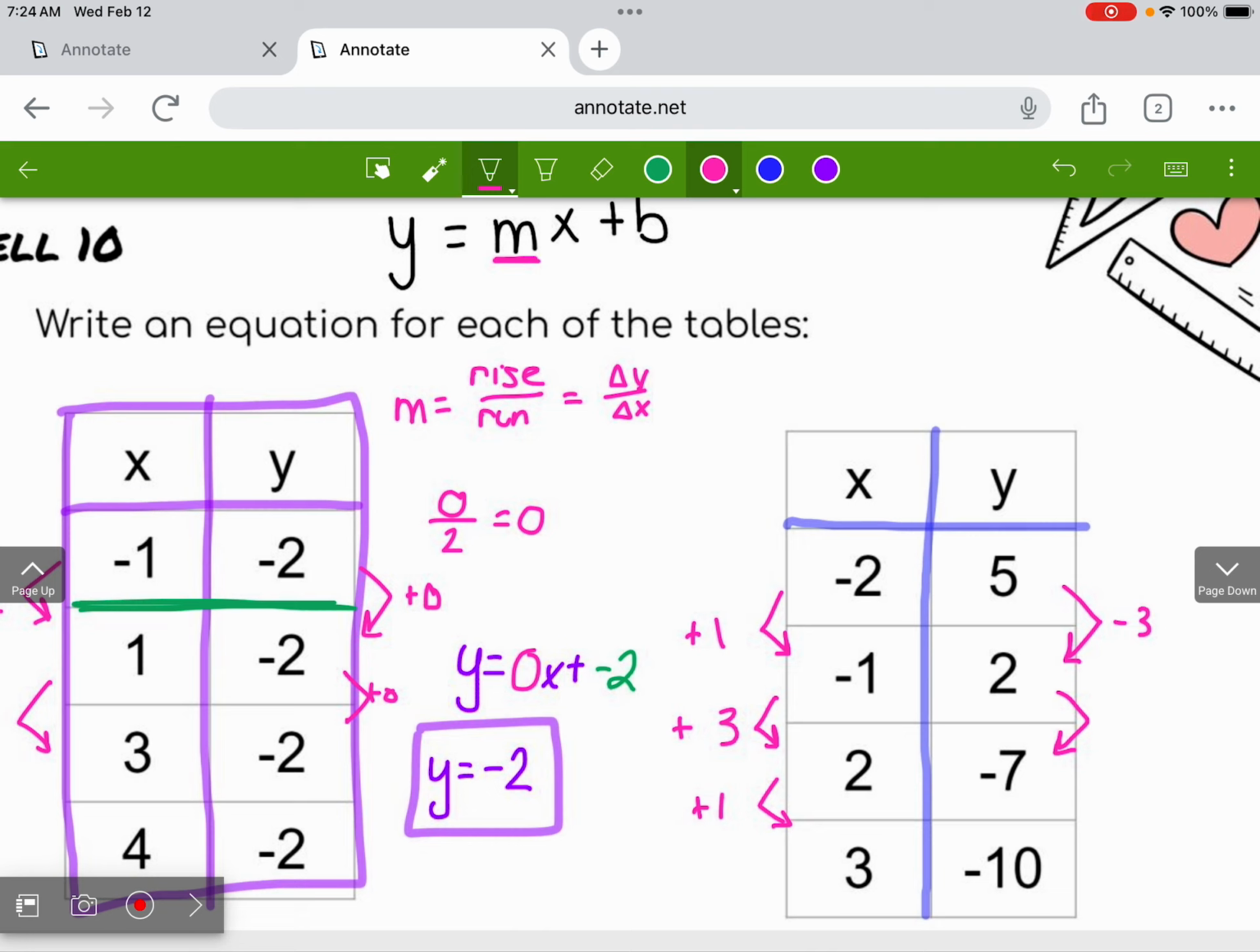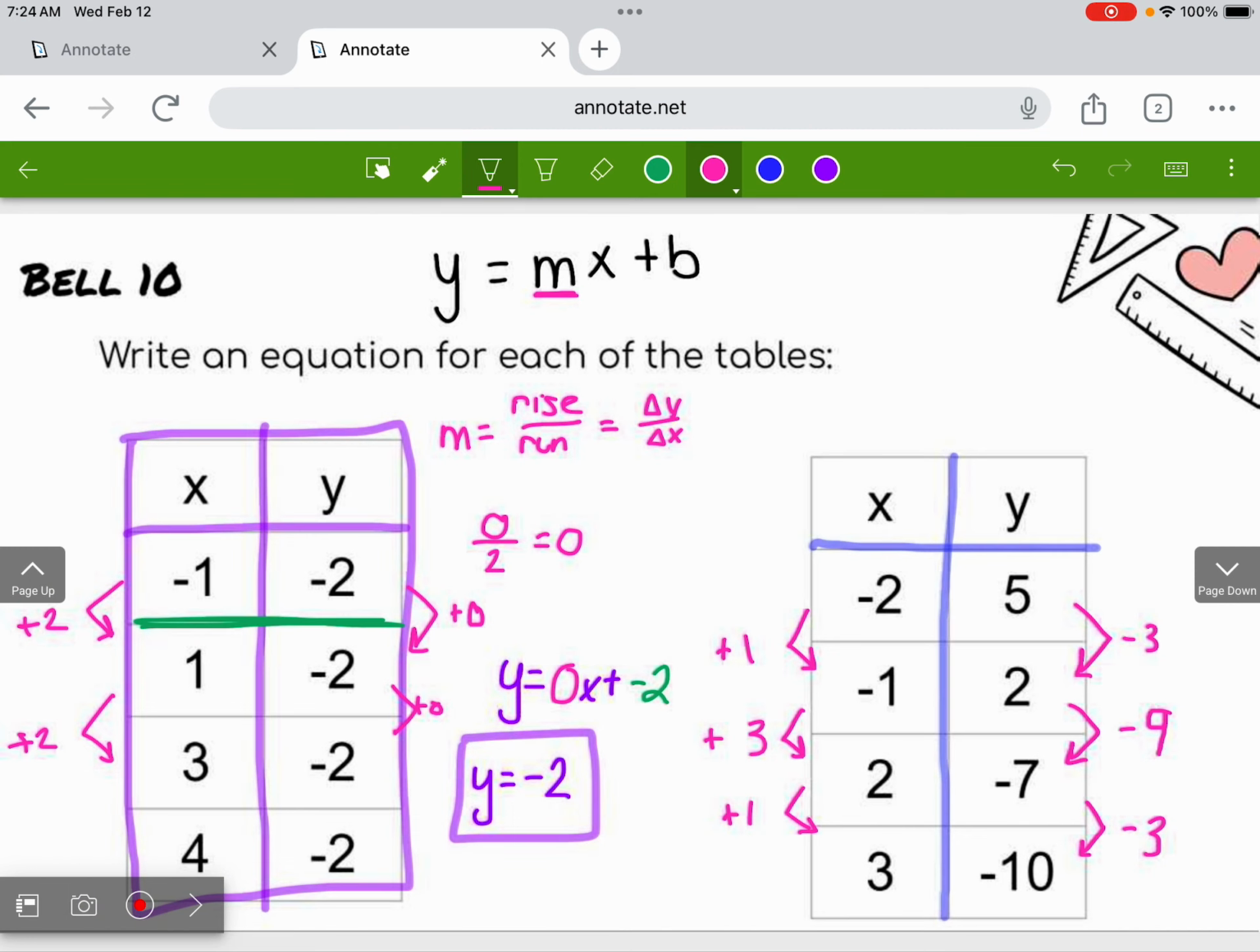No shame in that calculator game. Use the tools. Do -7, -7 minus 2 is how you get that. We're looking for how it's changing. What's the difference? So you can either do 2 minus -7, which would give you a +9, but we know it's going downwards, so it's going the other way.